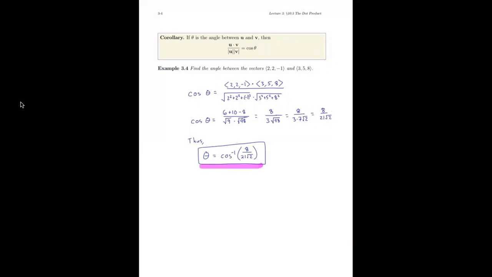This is exact, so it's preferred. If a problem ever asks for expressing this answer in degrees to a certain number of decimal places, just make sure your calculator's in degrees, or radians to a certain number of decimal places, make sure your calculator's in radians. If the problem doesn't specify, you should be able to get away with something like this. Okay. Next up, the dot product for perpendicular vectors.